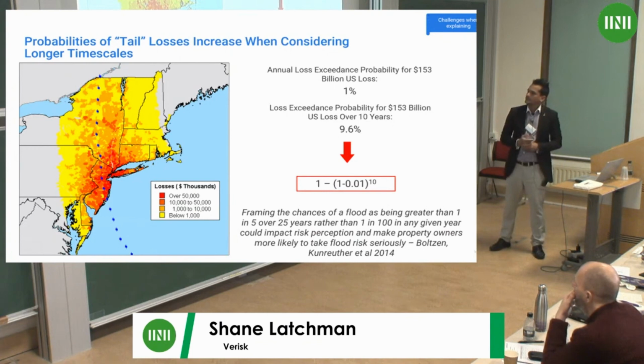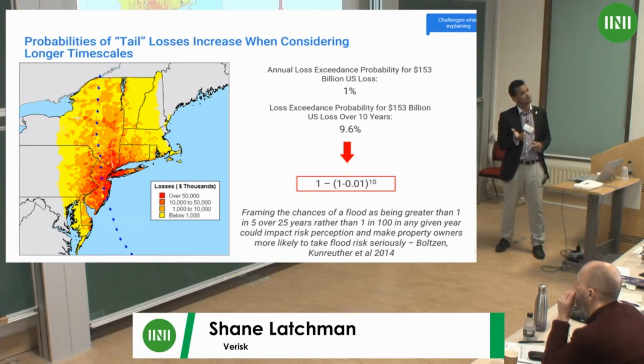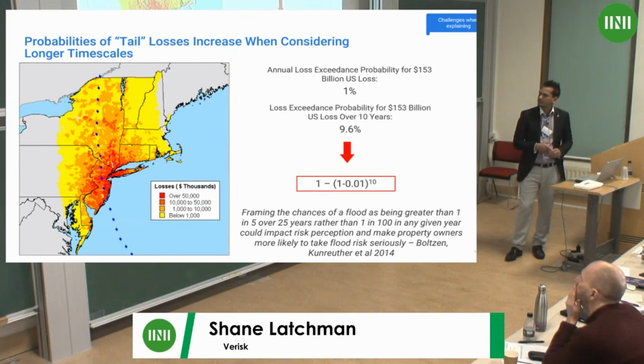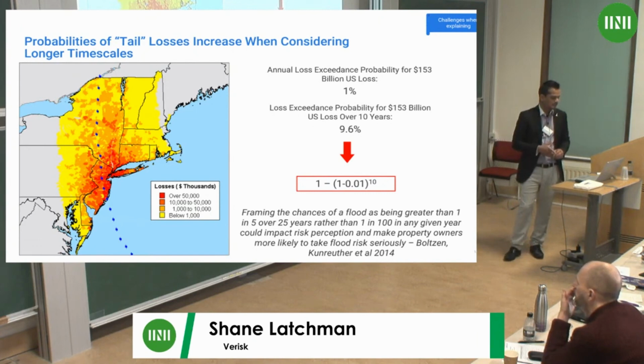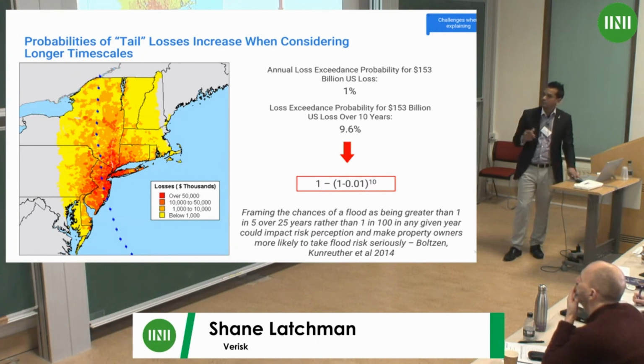And I thought this is quite a good example in terms of perception of risk. After Hurricane Sandy, which was 2012 in the northeast of the US, Bolton, Kenrith, et al., part of Wharton, went out and interviewed residents in the area affected by Hurricane Sandy. What they found was that framing the chances of a flood as being greater than 1 in 5 over 25 years, rather than 1 in 100 in any given year, which is really the way that we tend to explain things, could impact risk perception and make property owners more likely to take flood risk seriously. I thought it was quite a useful result, and it's something that we in the insurance industry could take on board. And I'll explain something similar, actually the opposite of this, in a second on climate change.